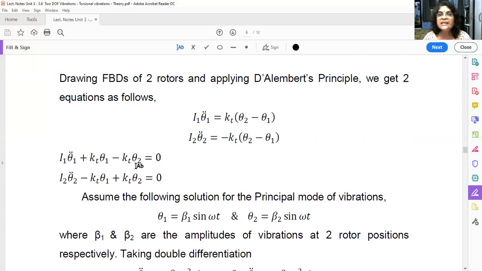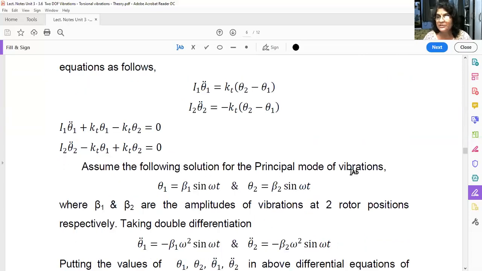Now what's the next step? Assume the solution for principal mode shapes. Theta 1 is equal to beta 1 sin omega t, theta 2 is equal to beta 2 sin omega t.